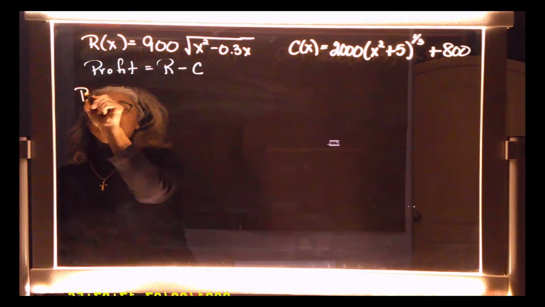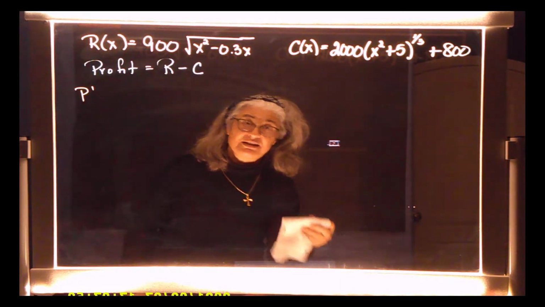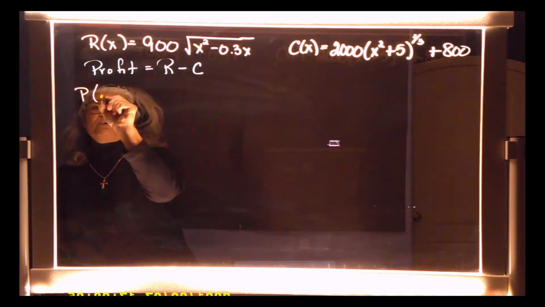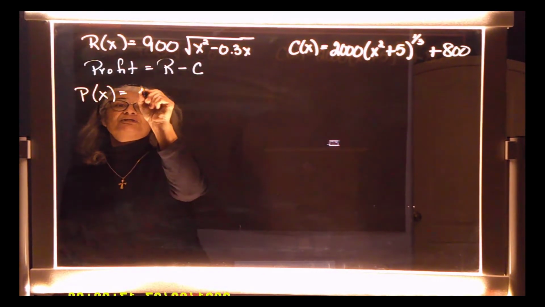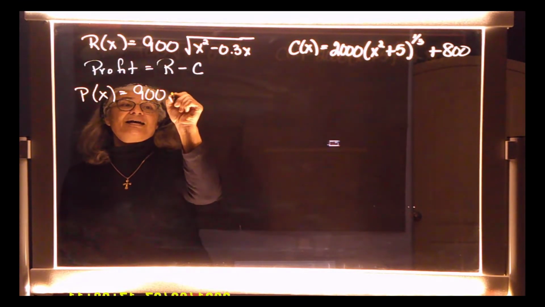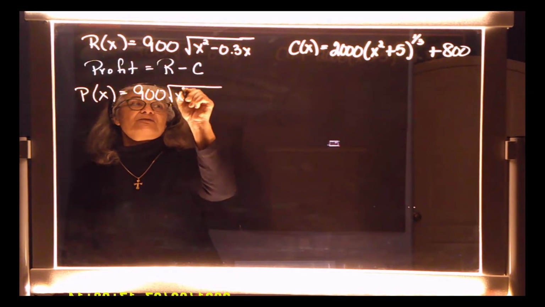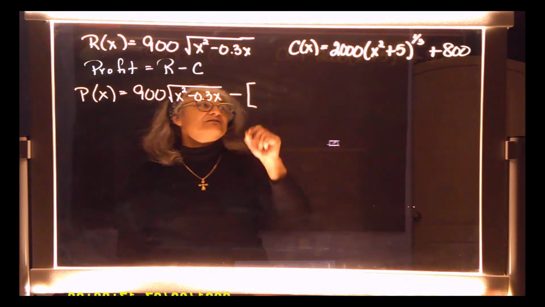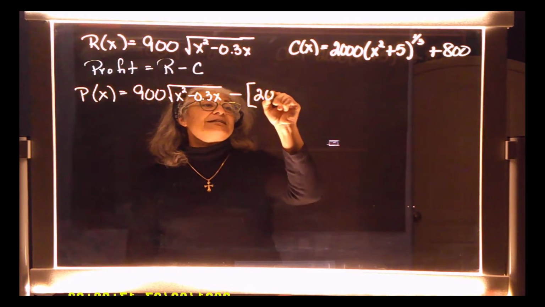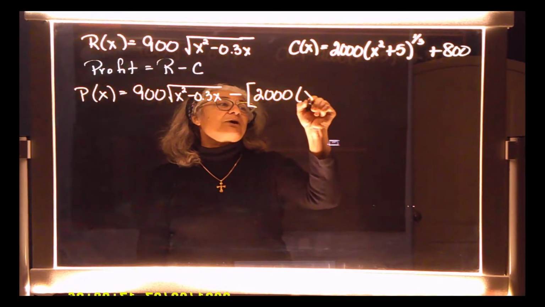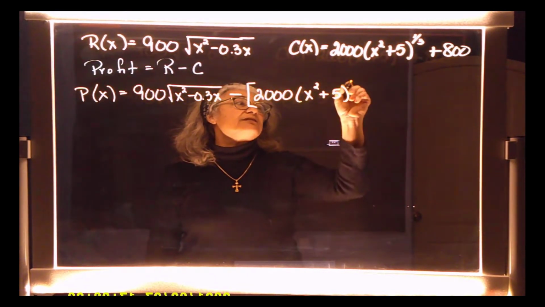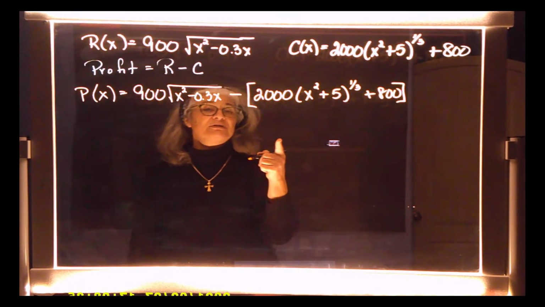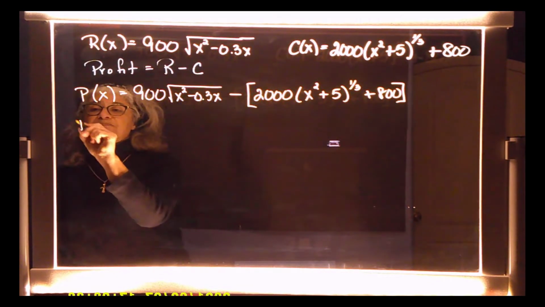To find the profit function with respect to X, we are going to take the revenue, which is 900 times the square root of x squared minus 0.3x. And now we have to subtract the cost function, right? Well, the cost function is an addition problem, which is why I set up a bracket here to make things easier to see, because we're going to have to distribute that minus sign, right? Okay.